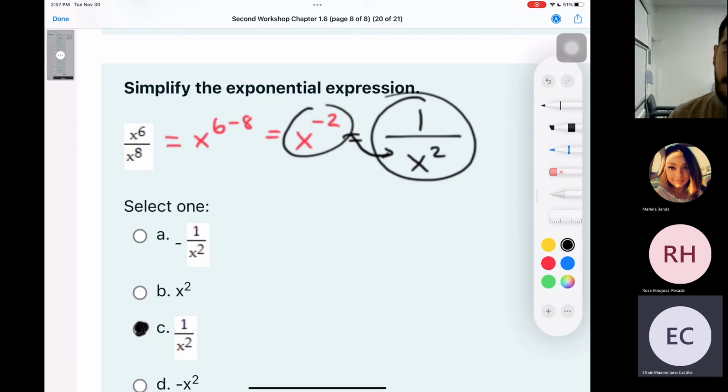Remember that this applies only for variables with exponents, not for negative numbers, big numbers.